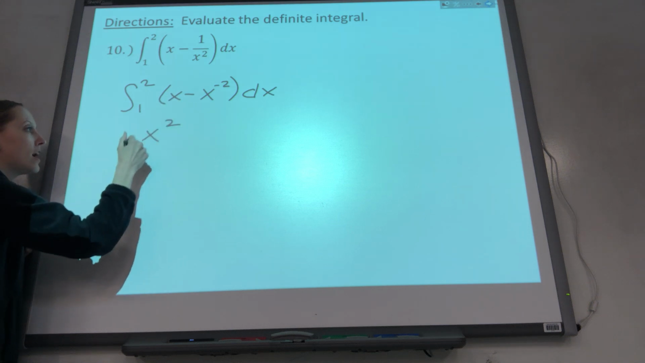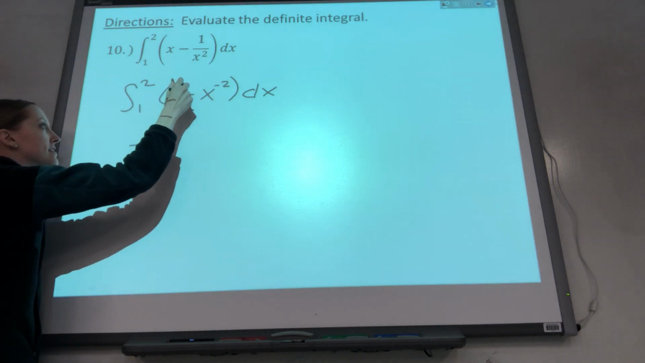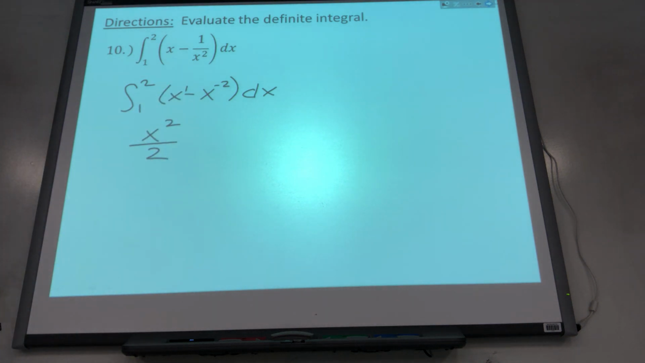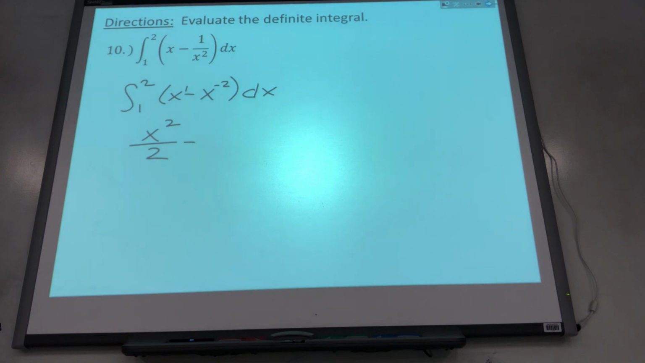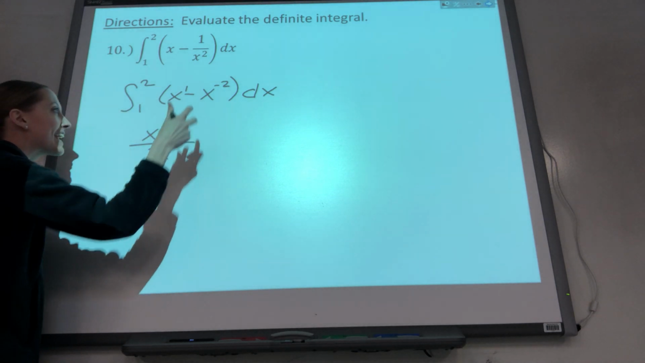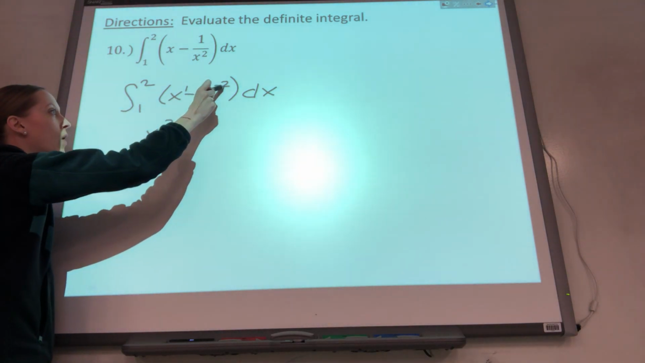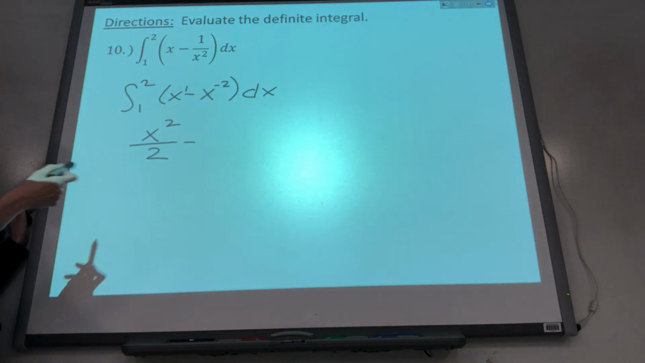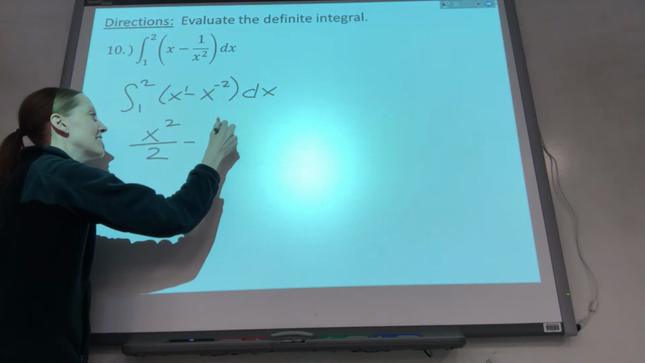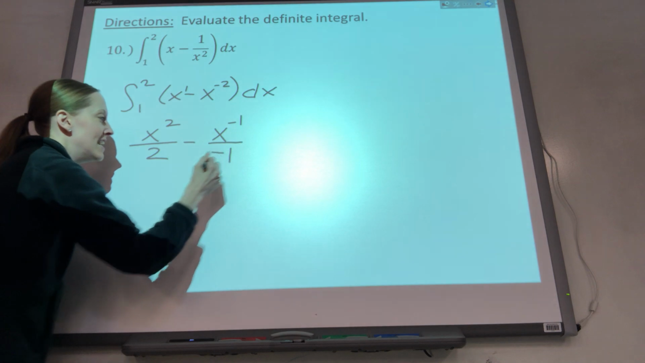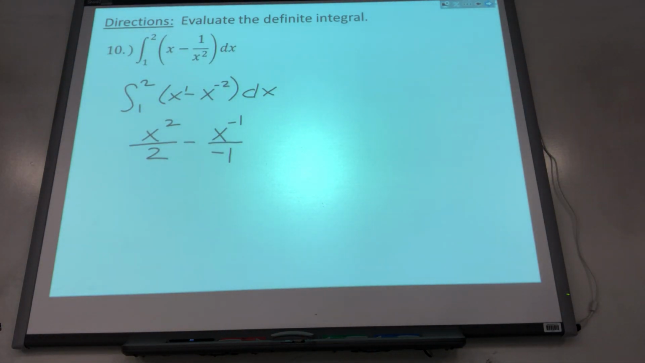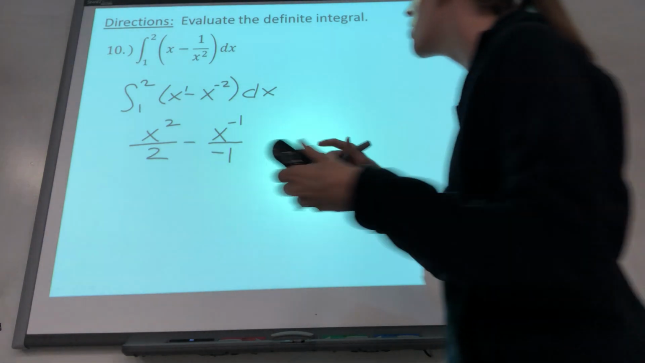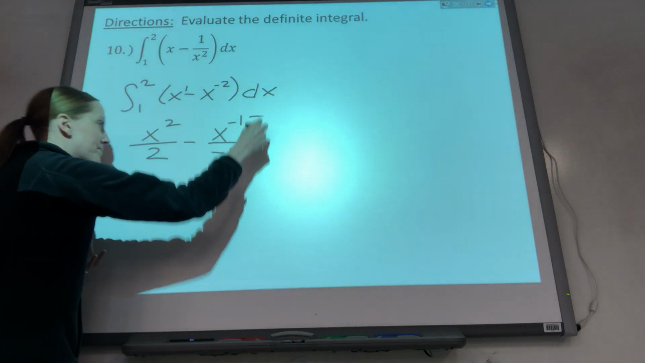I'm going to add 1 to my power. This is like x to the 1st. So x squared over 2 minus, this is always kind of tricky with all these negatives. If I add 1 to negative 2, what do I get? Negative 1. So you're subtracting x to the negative 1st power all over negative 1.